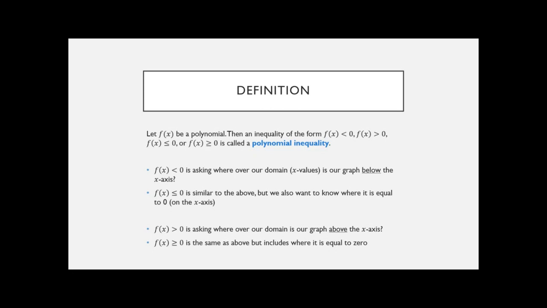Likewise, if you have greater than, it's saying where are our y values positive? Where is our graph above the x-axis in the positive area? And if it's greater than or equal to, then we're looking for the positive values, and we're also looking for where it's equal to 0. So that's generally what we're looking at. You can think of it in terms of a graph, or you can think of it as your output values, your y values.